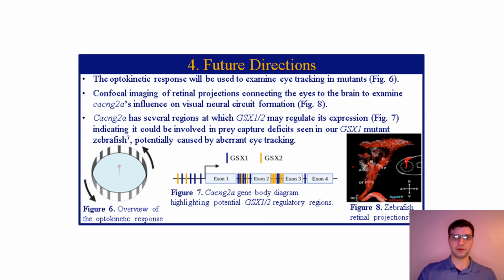Our lab is also very interested in the homeobox transcription factors GSX1 and 2, and coincidentally there's several regions at which GSX1 and 2 could regulate the expression of CACNG2A, which may have implications for deficits in prey capture that could be due to abnormal eye tracking in our GSX1 mutants.